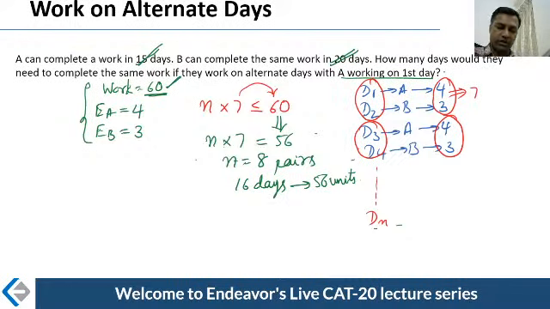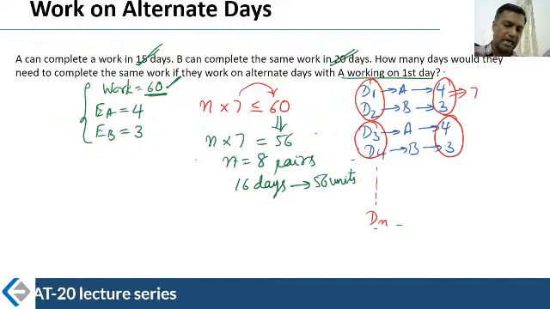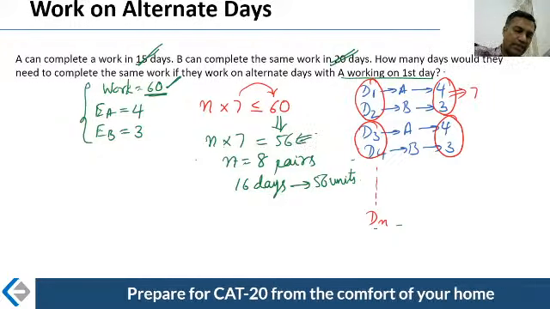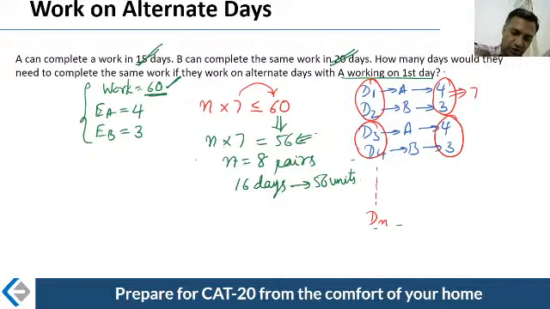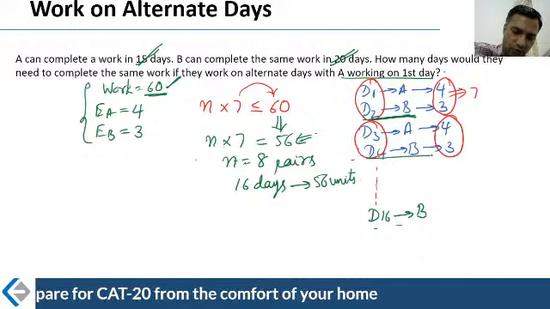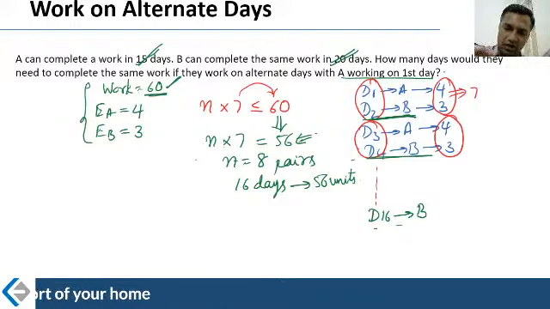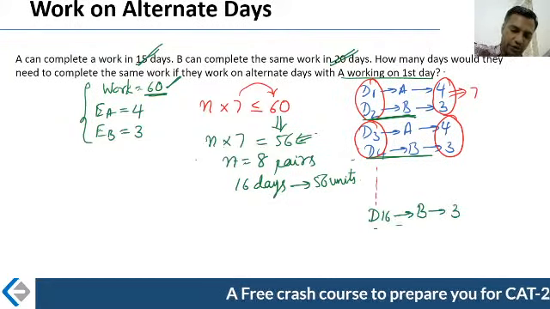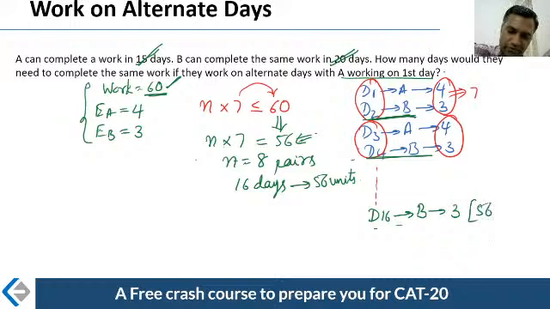What is the point you are trying to make? At the end of 16 days, 56 units are done, but the work is 60 units, guys. So that's what you're writing here: day 16. On the 16th day, who reported to the work? B reported to the work. How do you know? Because every even day B reports to the work: second day B comes, fourth day B comes, like this. At the end of the cycle, B is always working. B contributed 3 units, but the cumulative work done is 56 units.